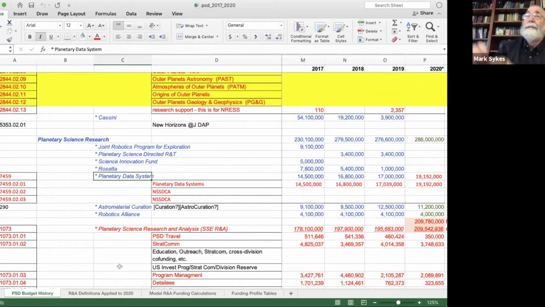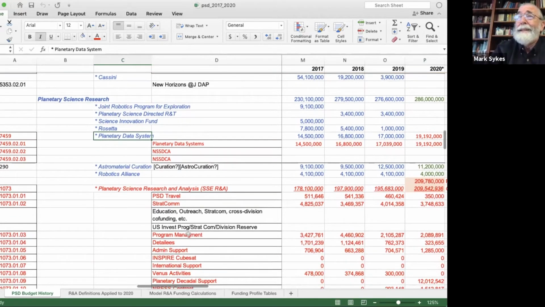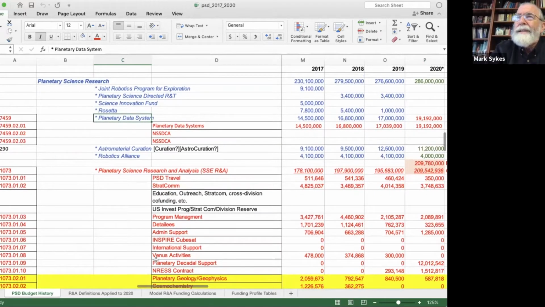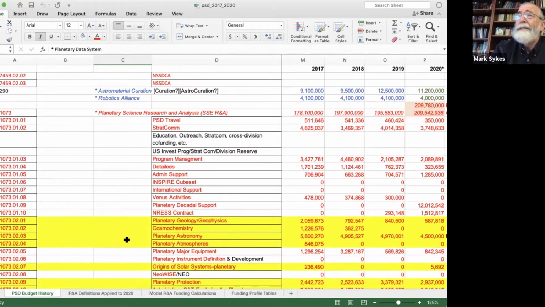So you'd think, well, gee, there's a place where all or a lot of the research programs could be, but there are things in here that are not research programs, like travel for the people at headquarters, program management, detailees, the people that run INSPIRES. I think that's the NRES contract. I think they do that. Venus activities. But then here are programs that we recognize.